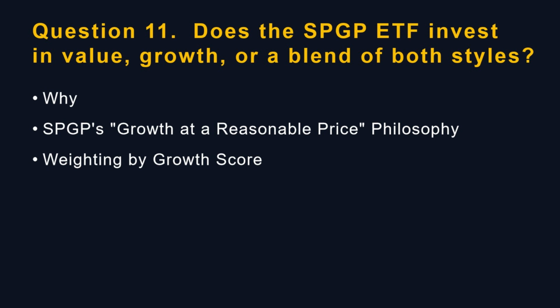Weighting by growth score. Not all companies within SPGP are created equal. The SP 500 GARP index assigns a growth score to each company based on their growth potential. Companies with higher growth scores will have a larger weighting, percentage ownership, within the ETF's portfolio. This prioritizes companies with a stronger chance of delivering the targeted growth, further emphasizing the growth at a reasonable price philosophy. Overall, SPGP offers a blend of growth and value styles by incorporating characteristics of both within its selection process and weighting methodology. This approach aims to achieve capital appreciation through the growth potential of the underlying companies, while potentially mitigating some of the risks associated with pure growth stocks by seeking companies with reasonable valuations and strong financials.